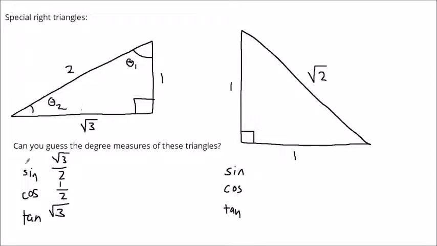What about theta 2? This is theta 1, and this is theta 2. Sine, cosine, tangent. So theta 2 sine is 1 over 2. Theta 2 cosine, square root of 3 over 2. See, you see the pattern? Tangent, 1 over square root of 3, or square root of 3 over 3. Right, 1 over square root of 3. I'm gonna leave it like that.